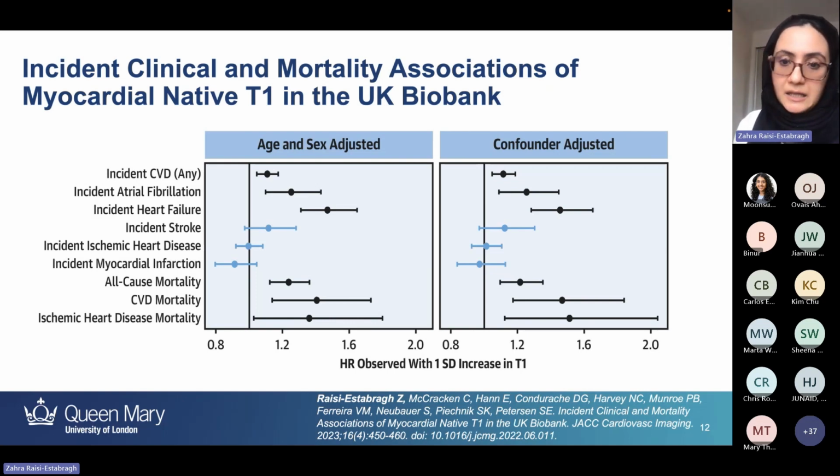And so we can see that higher levels of myocardial native T1 were associated with a higher incidence of a range of cardiovascular diseases and with mortality outcomes. And importantly, we found these relationships to be unchanged, even when we limited to individuals who had no evidence of clinical cardiovascular disease at time of imaging. And so in this study, we showed for the first time that native T1 could be a useful predictor of future cardiovascular events, even in people who did not have disease at that time.